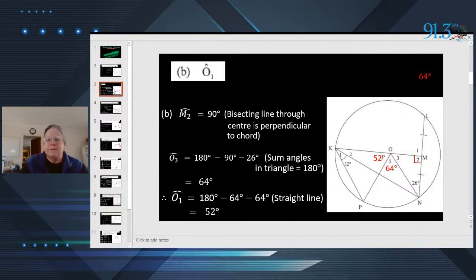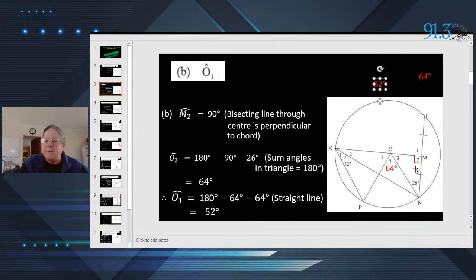Now in the B part, we want O1. So let's take that 52 away. So we want O1. So now we need to look. We've already used the 32, but this 26 we haven't used. So we would be looking at that next. But we also keep in mind that they told us that this chord is bisected.